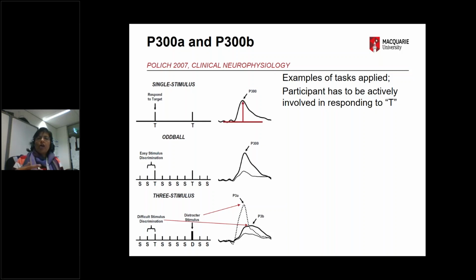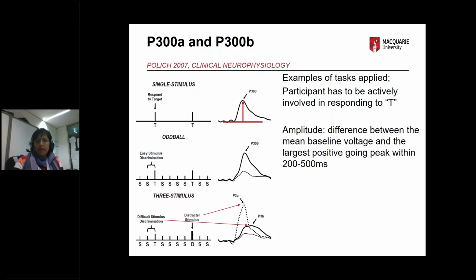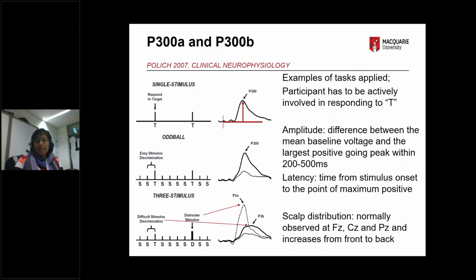This is just to show how you would measure the amplitude from the baseline and the latency from the start of the stimulus. That's what I was trying to say: amplitude is the difference between the mean baseline voltage and the largest positive peak, and latency is the time from stimulus onset to the point of maximum positive.